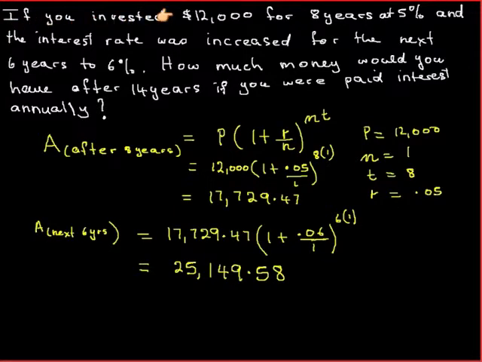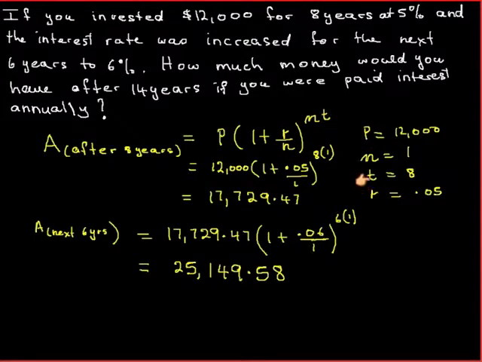If you invested $12,000 for 8 years at 5%, and the interest rate was increased for the next 6 years to 6%, how much money would you have after 14 years if you were paid interest annually? So first, let's figure out how much money you would have made after 8 years at 5%. You will use this equation here where it is compounded annually. So the principal amount times 1 plus the rate divided by n raised to the power nt.